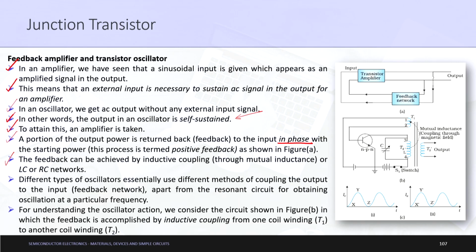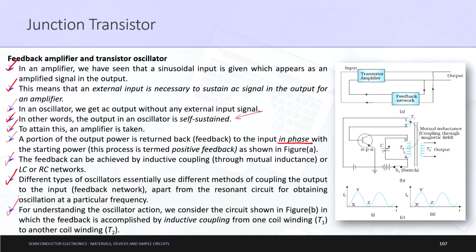So, the feedback can be achieved by inductive coupling through mutual inductance. As you can see, there is a mutual inductance happening here. I will try to explain it, or LC or RC networks. Different types of oscillators essentially use different methods of coupling the output to the input, apart from the resonant circuit, for obtaining oscillations at a particular frequency.